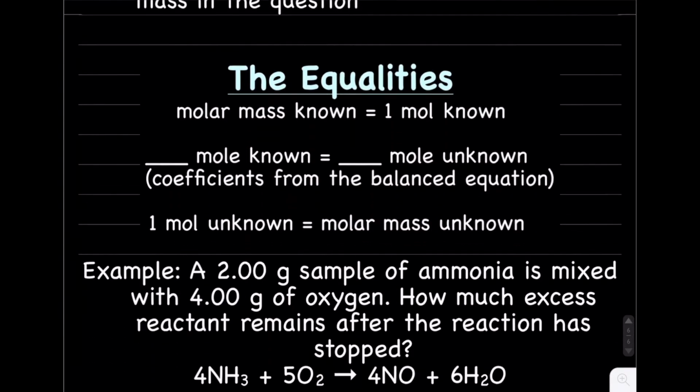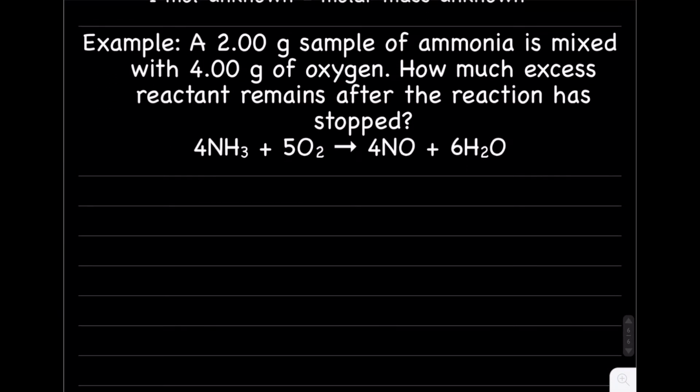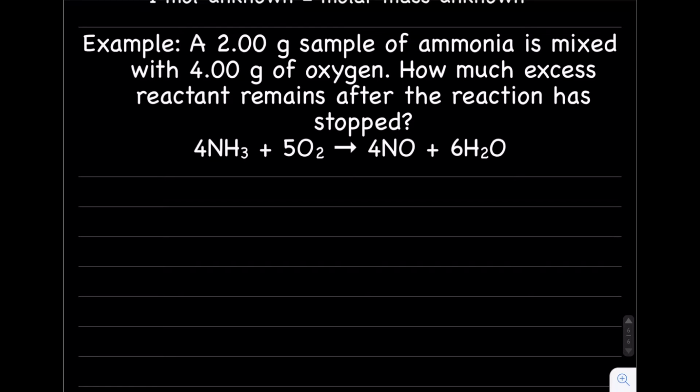Okay, so we're going to use basically our same question, just go a little further with this. If I have a 2-gram sample of ammonia mixed with 4 grams of oxygen, how much excess reactant remains after the reaction is stopped? And remember from the previous problem, our O2 was limiting, which means that our NH3 is our excess.